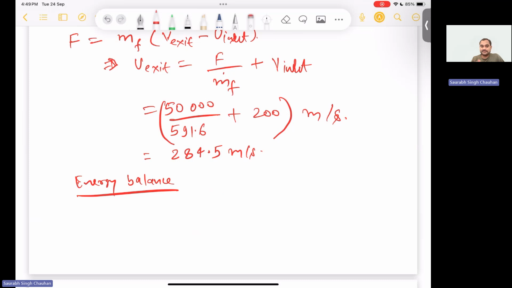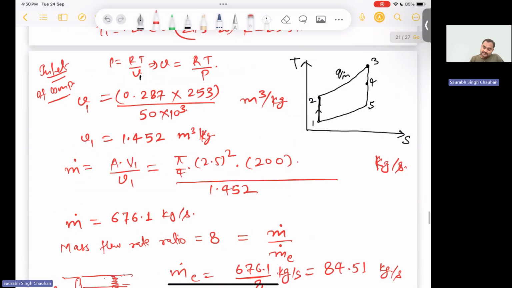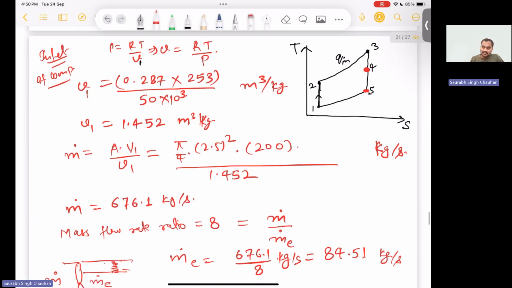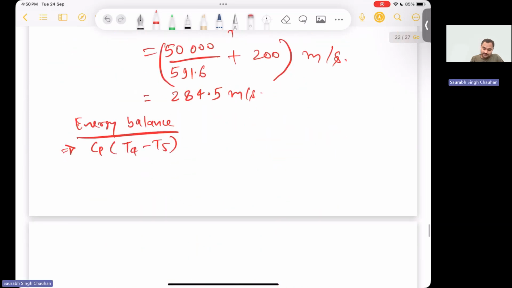Energy balance on the air which is passing through the fan. Okay, so from energy balance we can write it as Cp (T4 minus T5). So what is T4? T4 is the inlet of nozzle or the exit of turbine, and T5 is the outlet of the nozzle. Okay, so that will be equal to the square of velocity at exit minus the square of velocity at inlet, divided by 2.